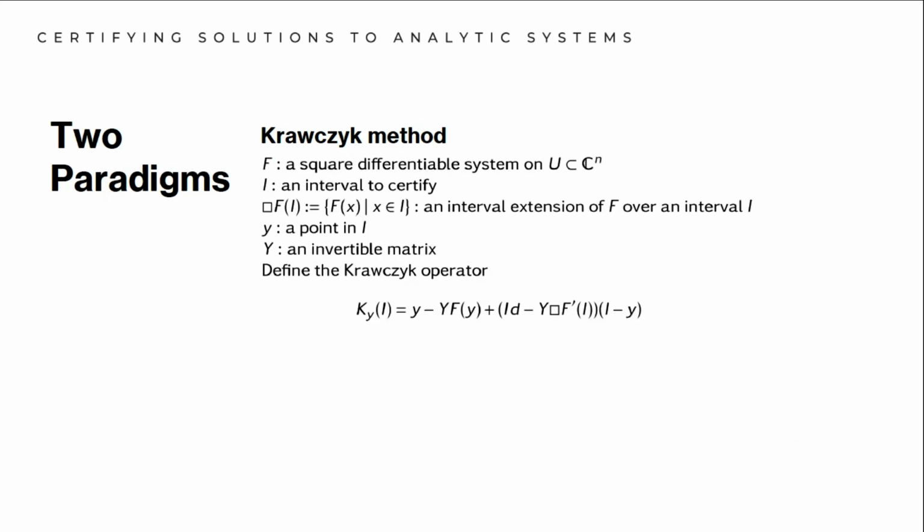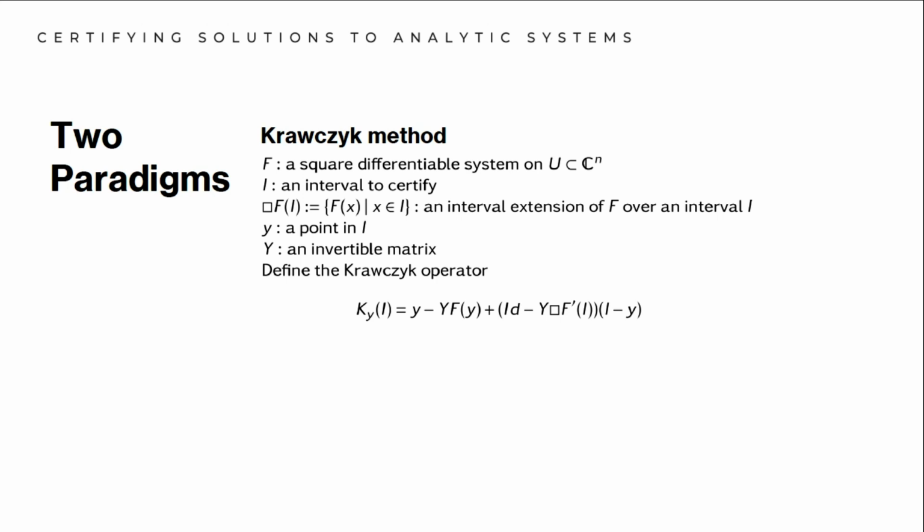Let me look at the Krawczyk method in a little more detail. Let's say that we have a capital F, which is a differentiable square system. Capital I is the region that we want to certify. It is given as an interval because we want to do interval arithmetic. With this I, we think about the interval extension, denoted as capital F of capital I, which is the collection of the values of F over the interval. And again, to certify an interval means that the system has a unique solution inside this given interval.